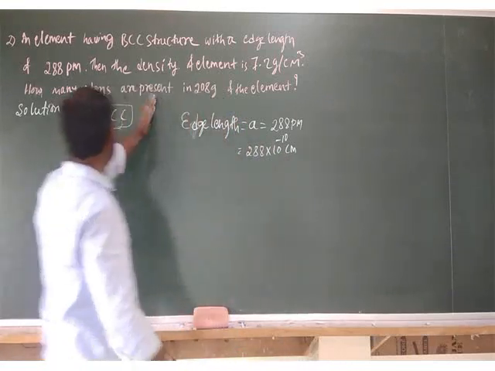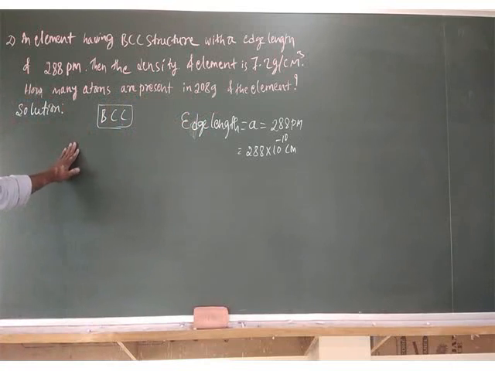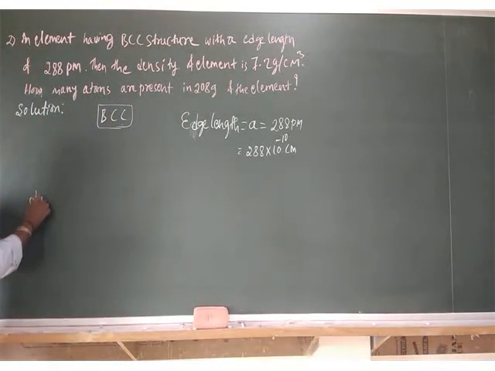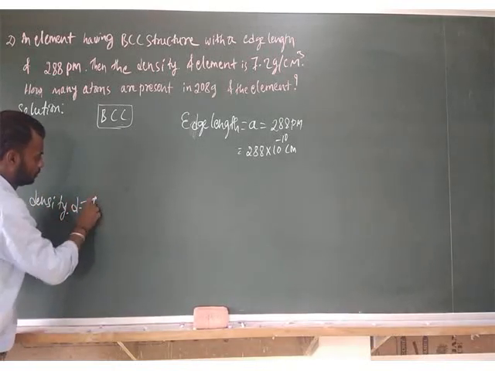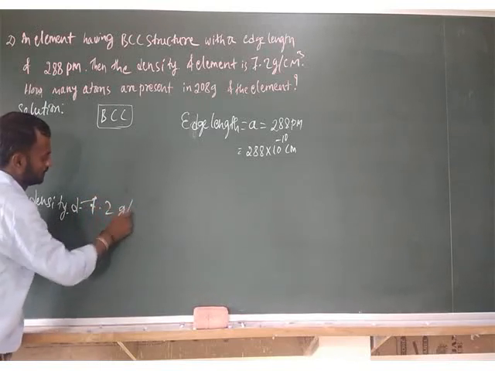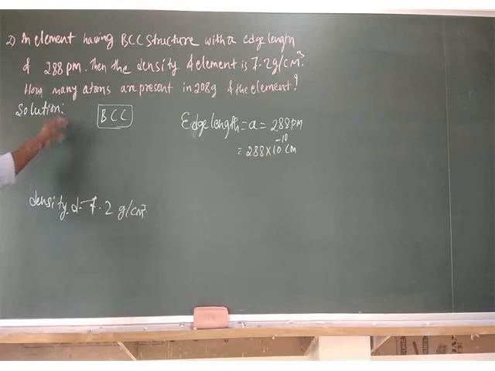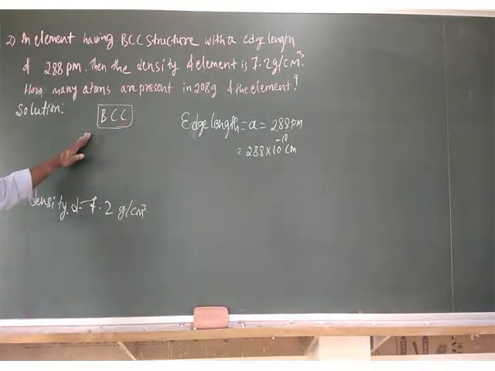Then the density of the element is 7.2 gram per cm cube. So density D is equal to 7.2 gram per cm cube. How many atoms are present in 208 gram of the element?